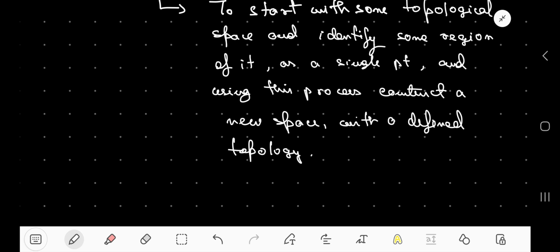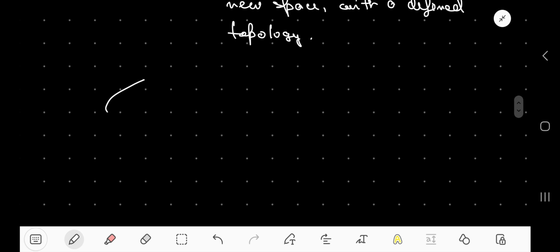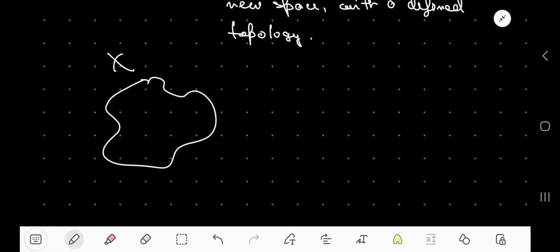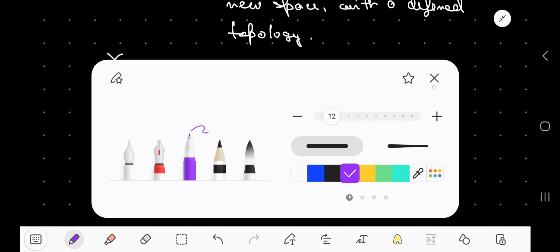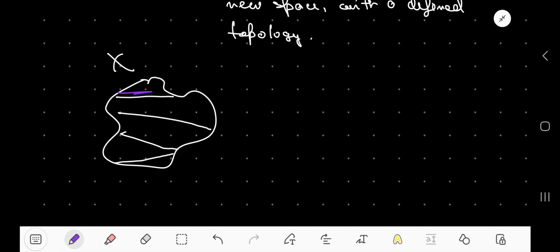Okay, so we started with a space. Suppose this is a space, let's say X. Now what we try to do is that we actually want to divide X into certain disjoint subsets. Suppose I cut it like this, for example like this, and say like this. Now we are trying to take each of these subsets and identify these to a single point.